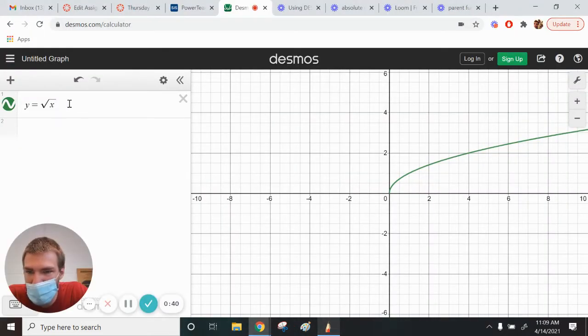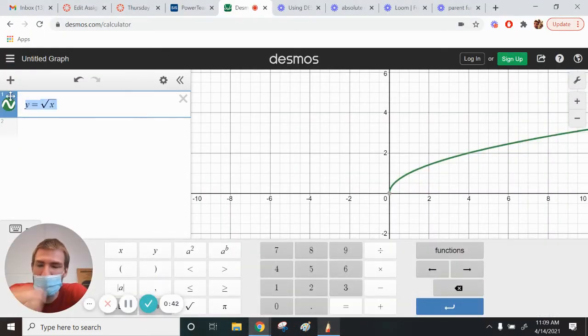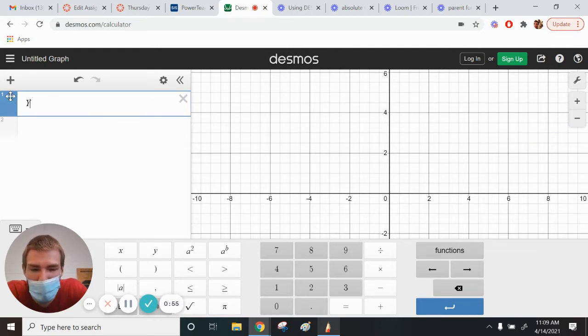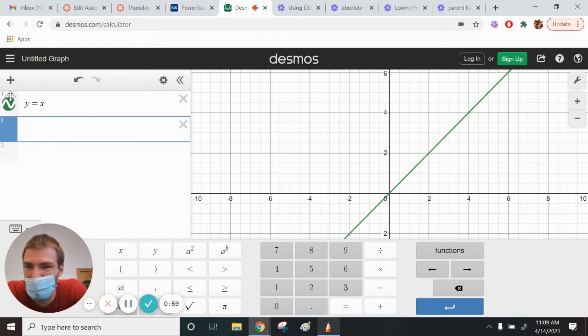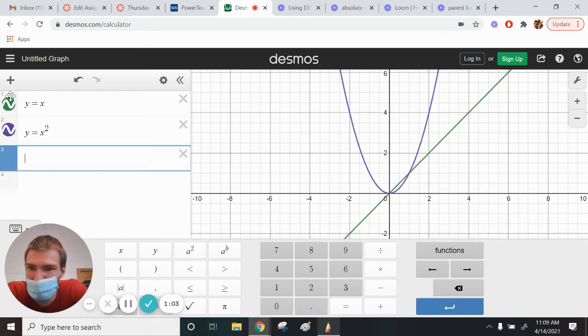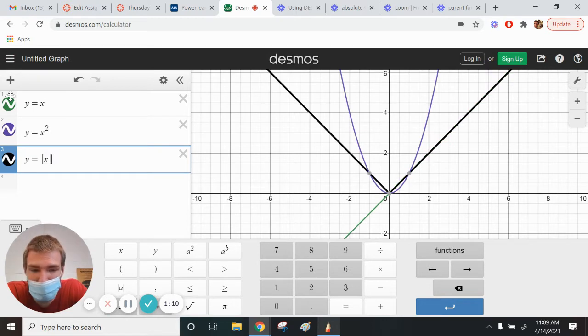Let's go ahead and go to Desmos. And what I would recommend is that if you're following along, try to do the same. Go to Desmos, type in what I'm going to type in here. Let's whip up a couple different parent functions in our graph. So I'm going to start with y equals x. That's our linear one. I'm going to have y equals x squared. I'm going to have y equals the absolute value of x.